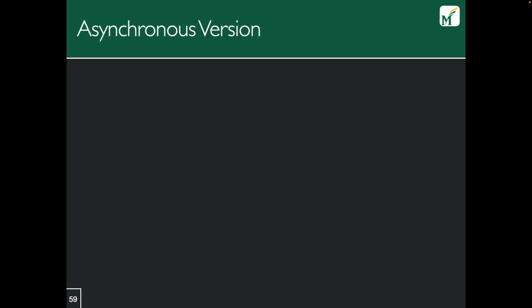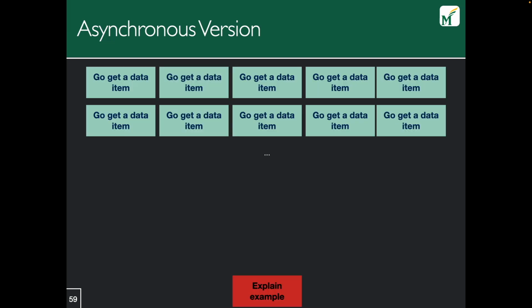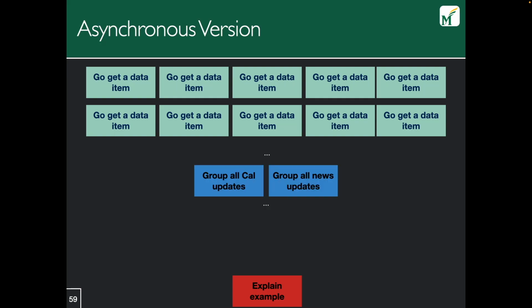Now let's take a look at what this looks like for an asynchronous version of this. For the asynchronous version, we're first going to make an asynchronous call that is going to get all of the items. So maybe we have an asynchronous call for each one, and so on and so forth. Then we're going to make an asynchronous call to group them together. Then we're going to update the display. And I'll go into how this works within the code on the next screen.